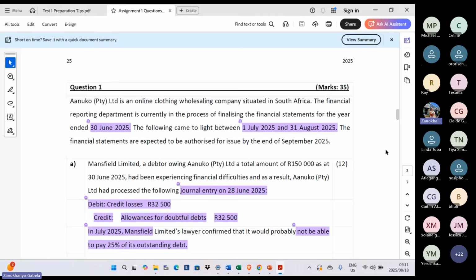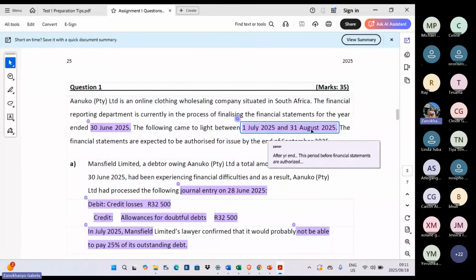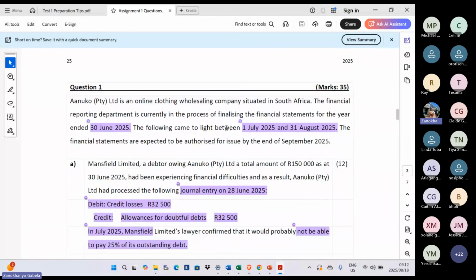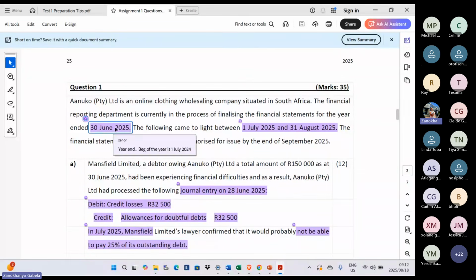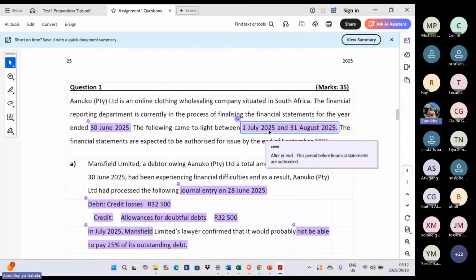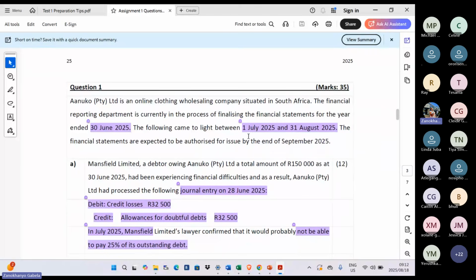So before we dive into any question, if there's any information between 1st of July 2025 and the 1st of August that provides more information on something that already existed at 30 June, that means it will be an adjusting event. But if it's an independent event that is not providing any information as at year end, then it's a non-adjusting event. But be careful, such information may need to be disclosed. We just need to know what type of information it is.